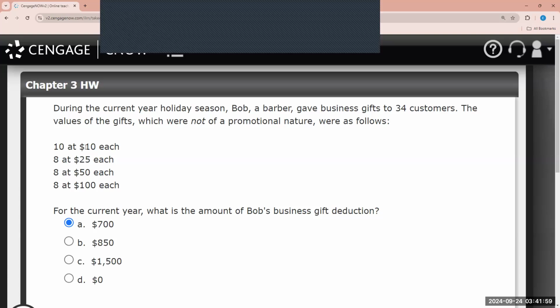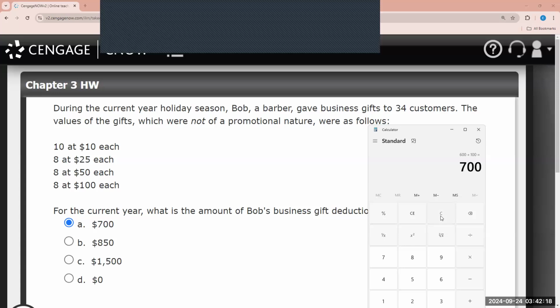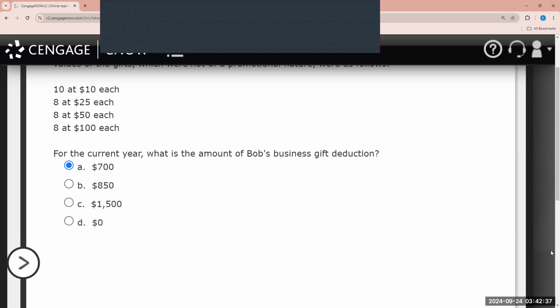Again, the 10 gifts at $10, we multiply that and it gives us 100. And then for these 8 plus 8 plus 8 for a total of 24, even though for 8 of the gifts they pay 25, 50, and 100, it doesn't matter. The IRS limits gifts per year per donee to 25. So I'll do the calculation again. 24 gifts times the $25 limit per gift gives us a total of 600, plus the 10 gifts at $10 each. So 10 times 10 gives us 100. So 600 plus 100 gives us a total of 700.